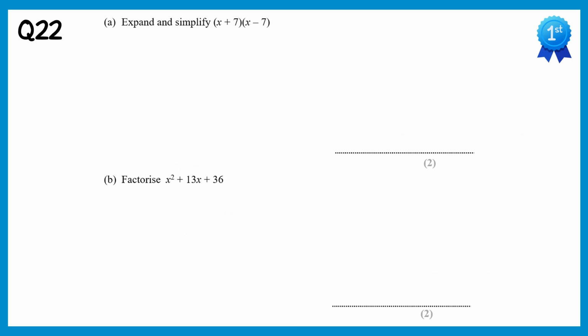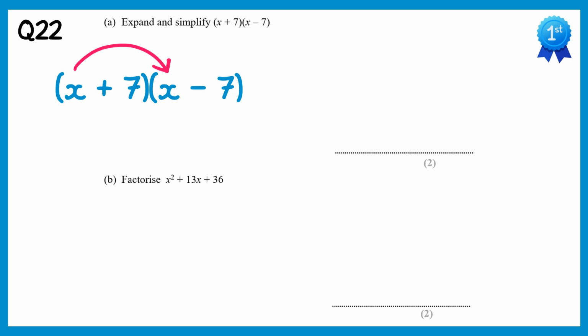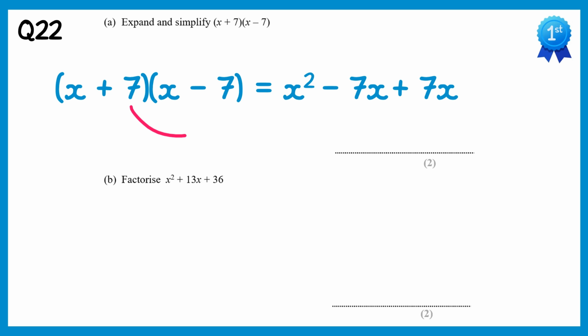For the first part of this question, I need to expand and simplify some double brackets. To do this, you need to multiply everything in the first bracket by everything in the second bracket. So let's start by multiplying x times x, which gives you x squared. Then we can move on to x times negative 7, which is negative 7x. Then a positive 7 times x, which is plus 7x. And then finally plus 7 times negative 7, which is negative 49.